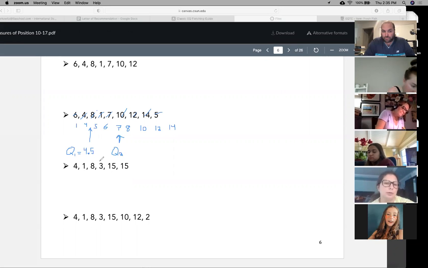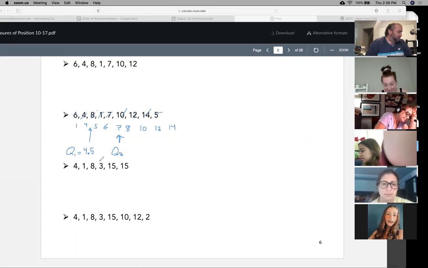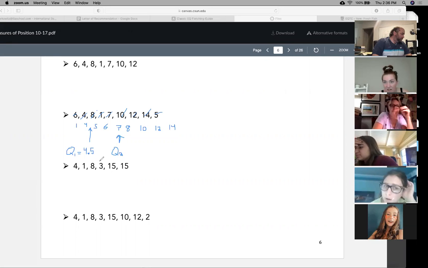If you had 3 on each side, that's an odd number, so you don't have to do this. But if you had 6 on the left or 6 on the right, you would take the 2 numbers in the middle and add them. Would you divide by 3 in that situation, or would you divide by 2 still? Always divide by 2. It's the average of the 2 middle ones. Okay.